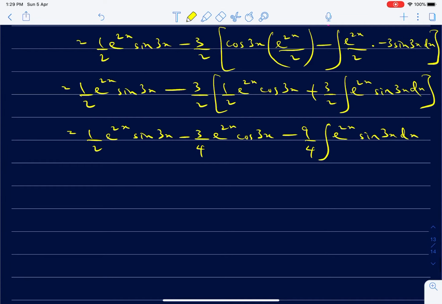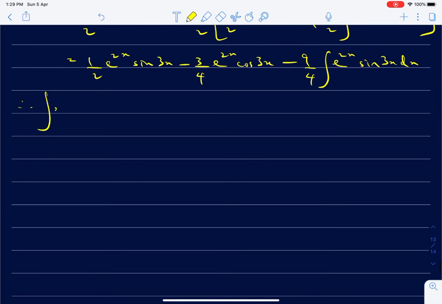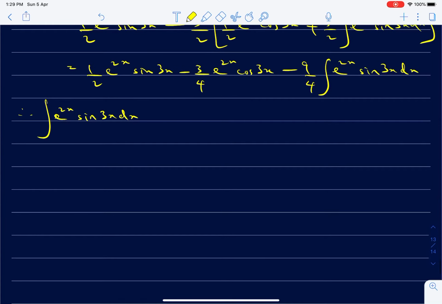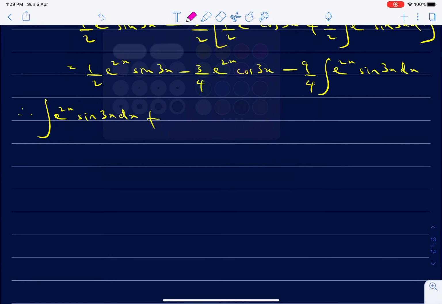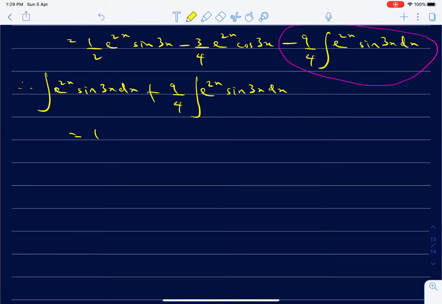So let's just go to the next. That means the integral of e raised to the power 2x sine 3x dx, which is already on the left hand side, plus, if I bring this one to the left hand side, plus 9 over 4 multiplied by the integral of e raised to the power 2x sine 3x dx, and that's equal to 1 over 2 e raised to the power 2x sine 3x minus 3 over 4 e raised to the power 2x cos 3x.